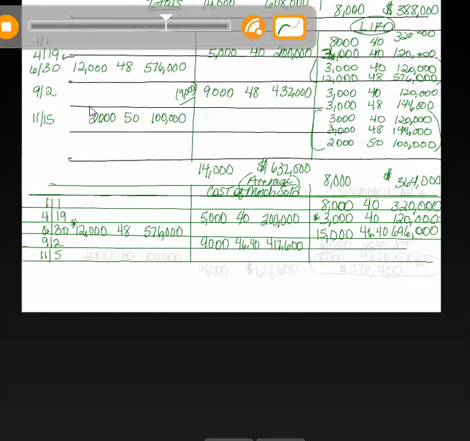And then, if you had 15,000 units, you sold 9,000. That means that you have 6,000 units left at an average cost of $46.40. And when you multiply that out, it's $278,400.